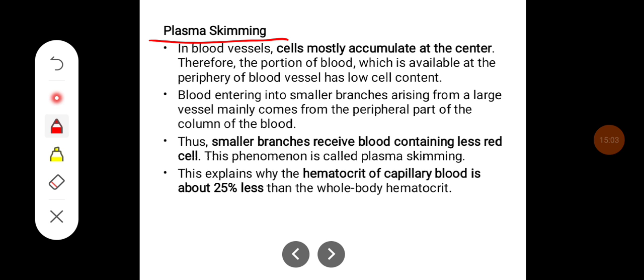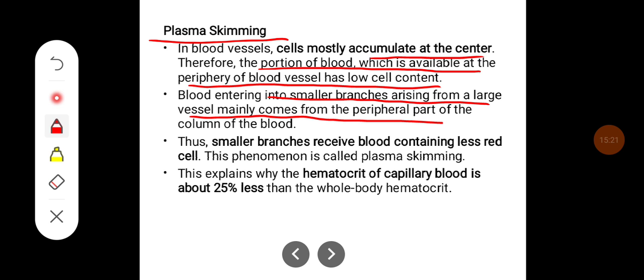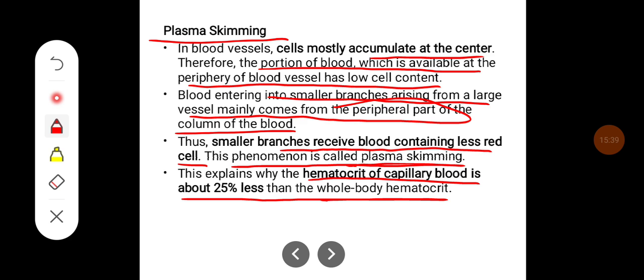Plasma skimming. In blood vessels, cells mostly accumulate at the center. Therefore, the portion of blood which is available at the periphery of the blood vessel has a low cell content. Blood entering into the smaller branches arising from large vessels mainly comes from the peripheral part of the column of the blood. Thus, smaller branches receive blood containing fewer red cells, and this phenomenon is called plasma skimming. This explains why hematocrit of capillary blood is about 25% less than the whole body hematocrit.